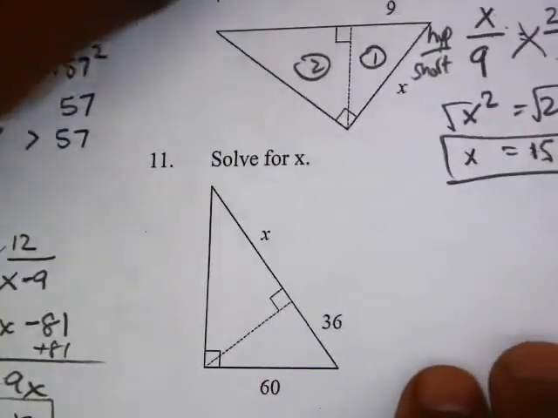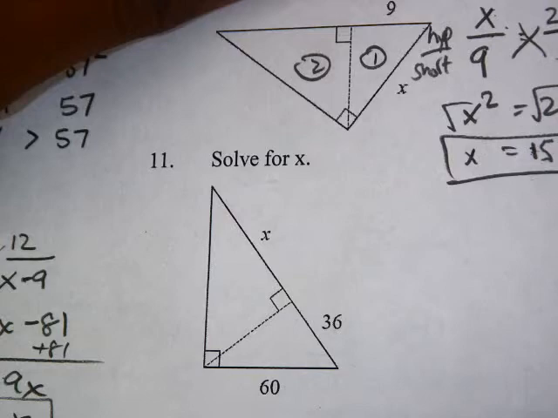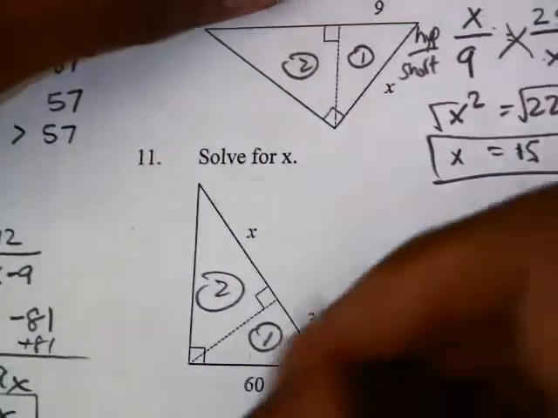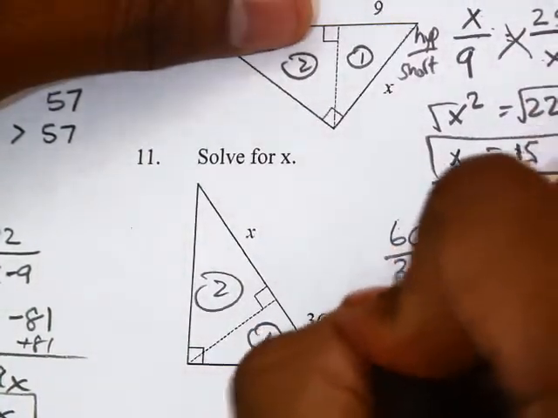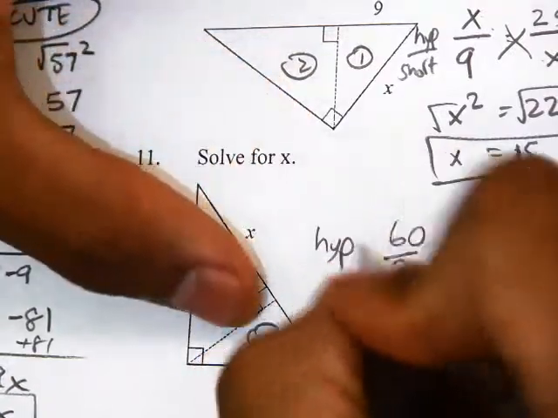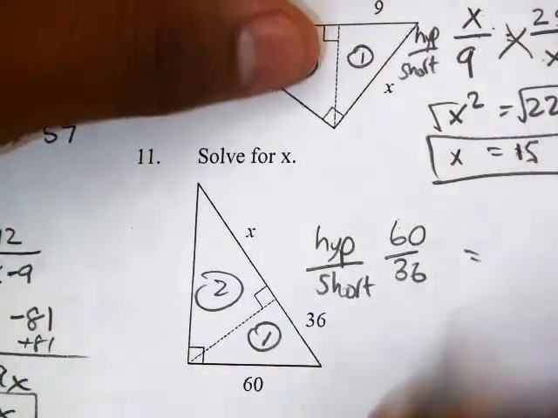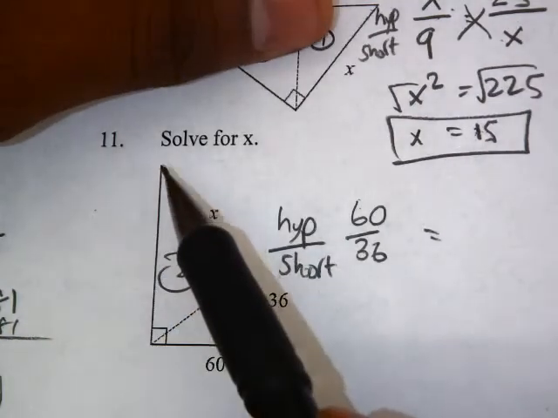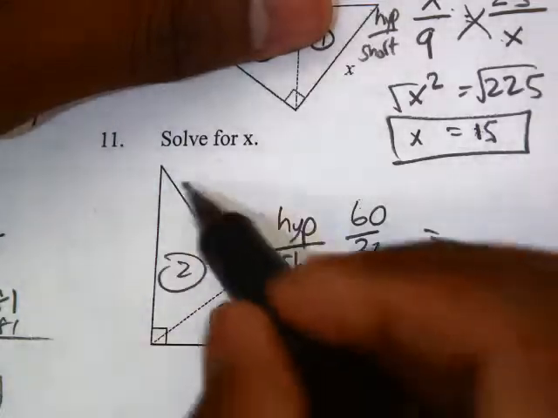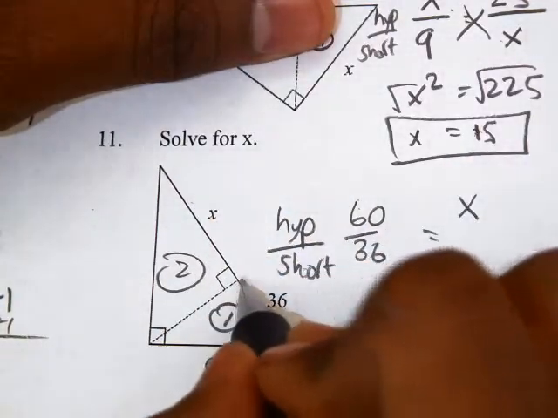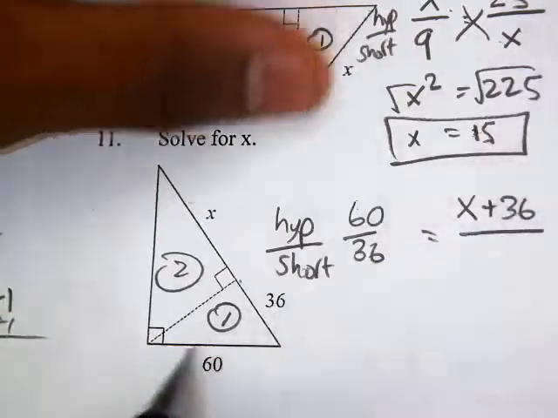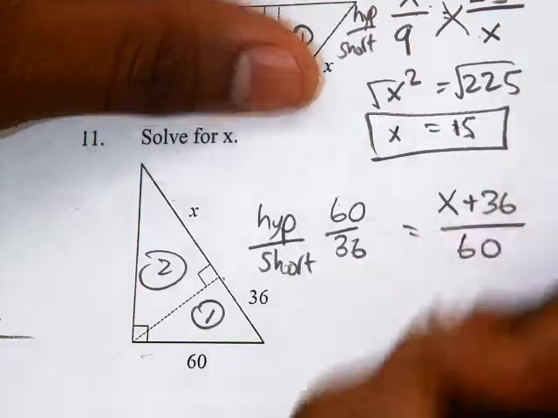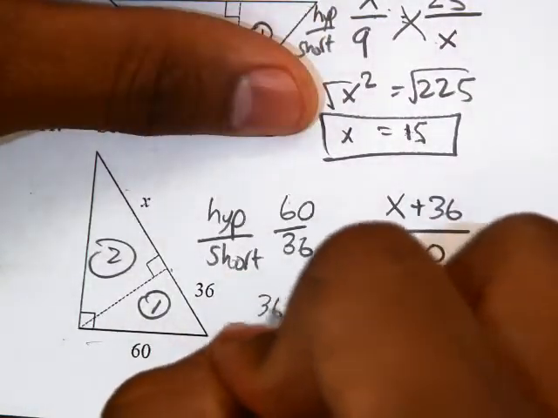And number 11, let's solve for x again. So that's triangle 1. I will go 60 over 36, because that's the hypotenuse over the short leg. And let's look at the big triangle. The big triangle has a hypotenuse and a short leg. The hypotenuse in the big triangle is this whole length, so it's not just x, but x plus this 36. And the short leg is on the bottom of the big triangle, and that's 60. So 60 times 60 is 3600.